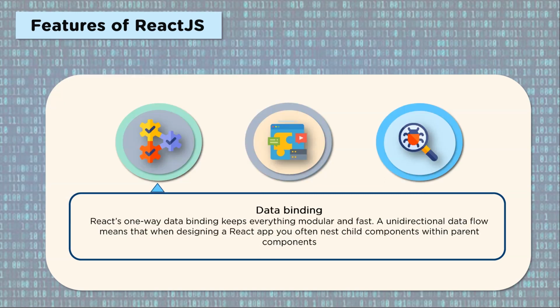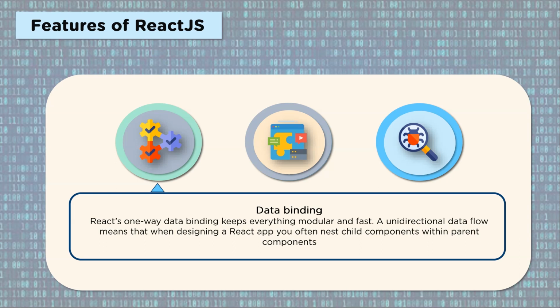This makes data binding a very crucial feature of React.js, and React's one-way data binding keeps everything modular and fast. So once you have your data set up in the model, you obviously would want to take that data and represent it inside the view. So this unidirectional data flow in React would mean that when designing a React app, you would often nest child components within parent components to ensure you have a healthy and an intelligent data sharing strategy.